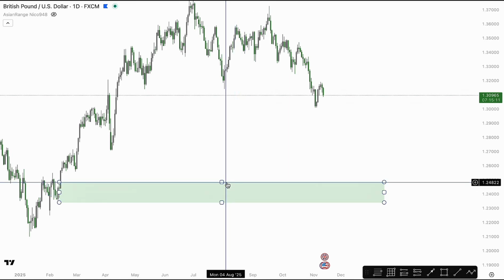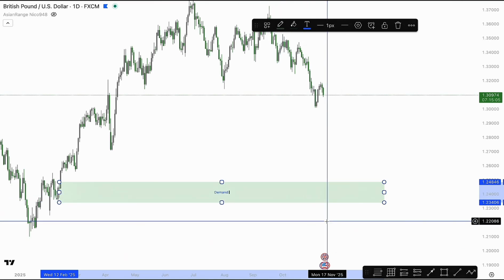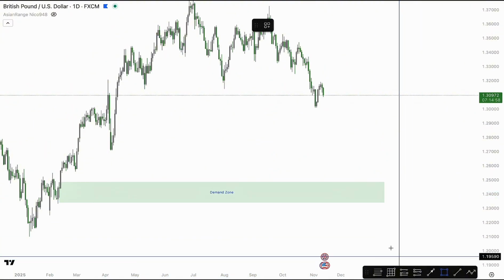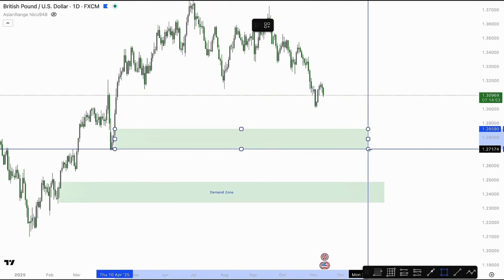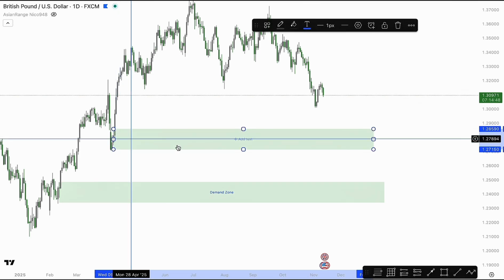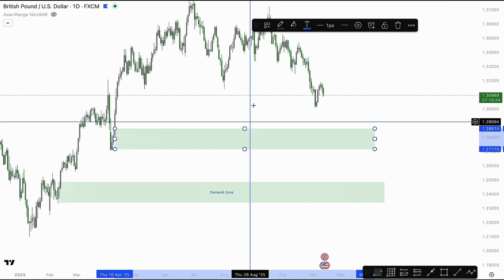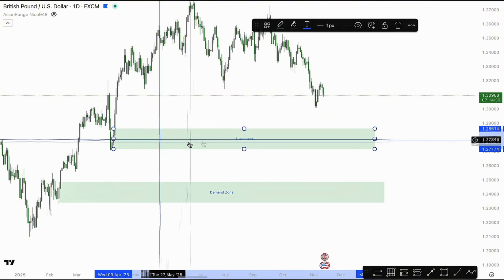So what we do, we map out these zones to get a clear picture of it. So this is our first demand zone, the lower one, and this is the closer demand zone. We are looking for the market to react towards these zones, but it's always advisable to wait for the extreme zone, which is the first zone that I mapped out.